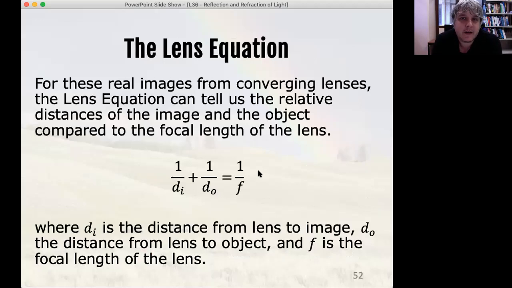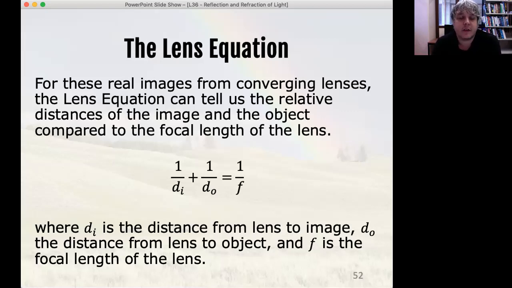How far away is that image going to appear? You can use the lens equation to figure that out. The lens equation tells us that 1 over the distance from the image to the lens plus 1 over the distance from the object to the lens is equal to 1 over the focal length. Right? So 1 over di plus 1 over do is equal to 1 over f. And using that equation, you can find whichever of those 3 things you aren't sure about.